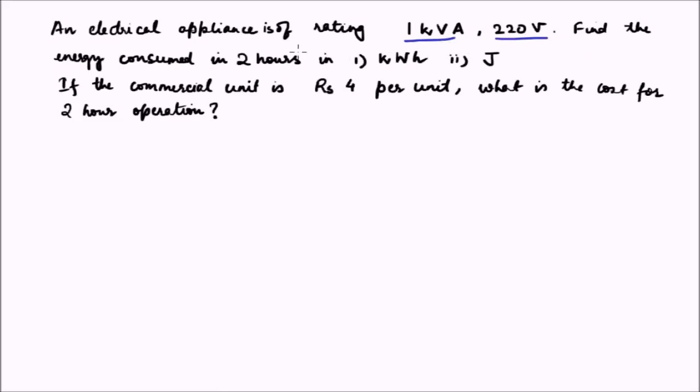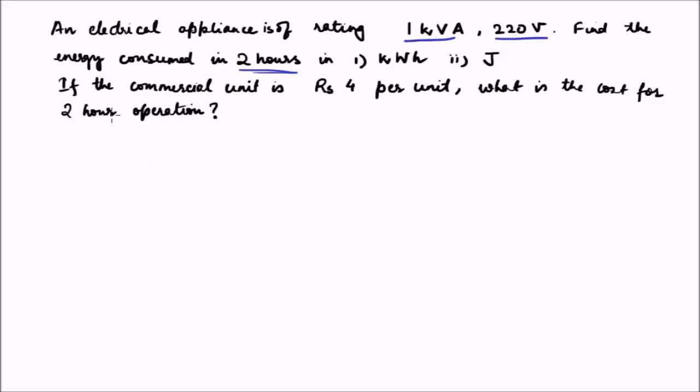We need to find out the energy consumed by this appliance in 2 hours of usage in 2 units. One is kilowatt hour, the second is joules. Finally, the question says if the commercial unit is 4 rupees per unit, what is the cost for 2 hours of operation? Okay, so what is the given information?